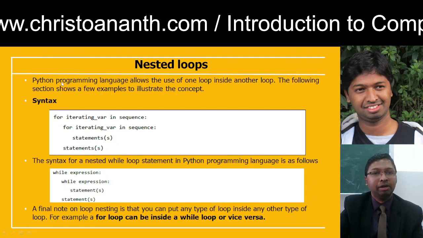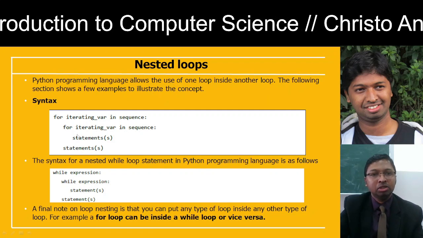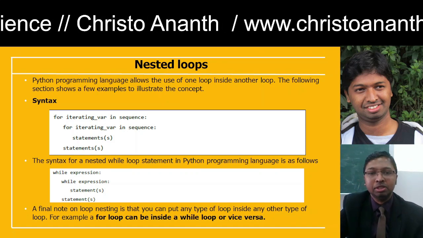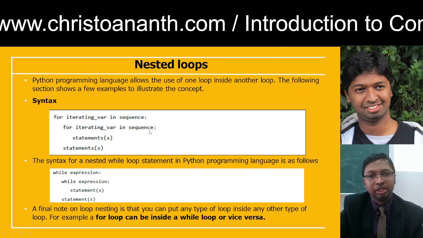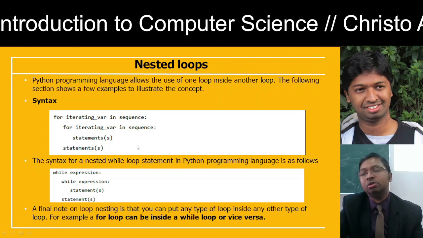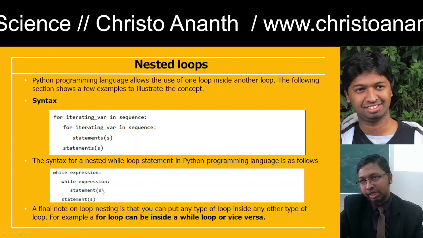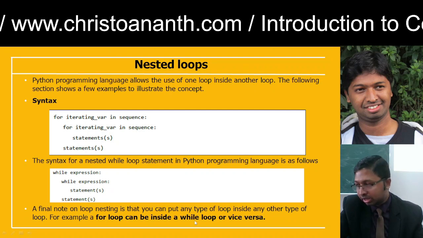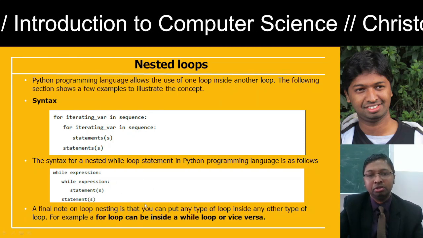Here you have nested loops. The Python programming language allows the use of one loop inside another loop. As I told you many times, one loop inside another loop is a nested loop. So for iterating_var in sequence, again for iterating_var in sequence, we have statements and then statements. You can also use a while expression, then within that while expression, statements, then statements. A for loop can be used inside a while loop, or a while loop can be used inside a for loop. You can use it vice versa.